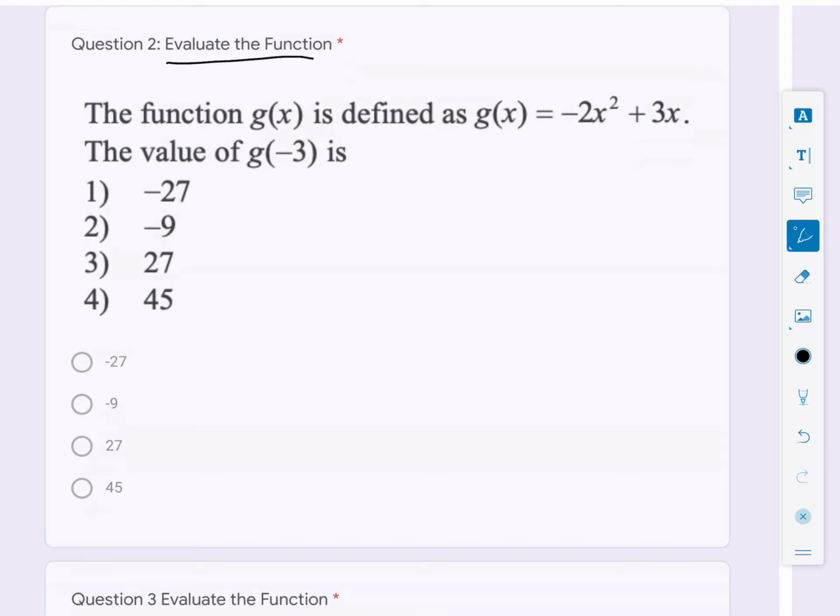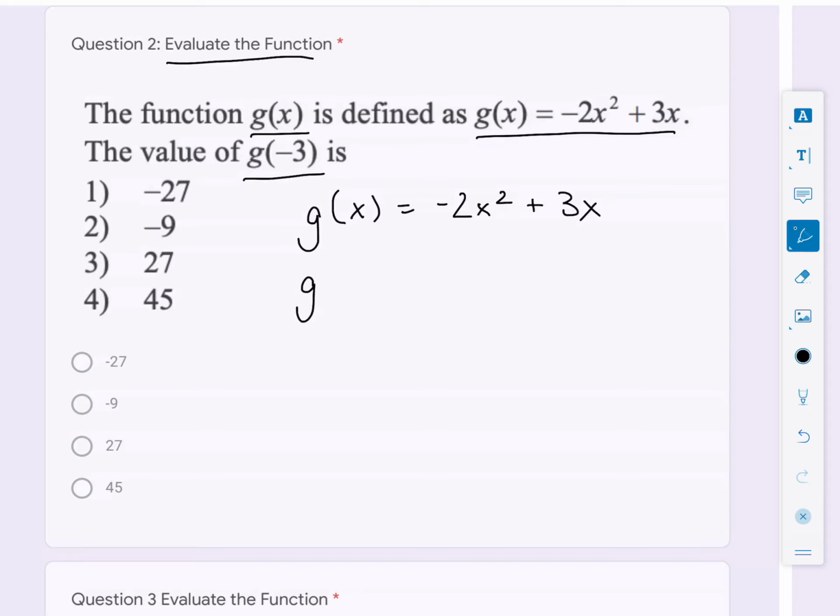So moving on to question 2, we're evaluating the function. In this case, it's called g of x this time, given by negative 2x squared plus 3x, for the value of g of negative 3, or when x is equal to negative 3. So again, I started out the same way as the other problem. I rewrite the function of x, and now I want to evaluate it for when x is equal to negative 3. I'll substitute a negative 3 in for all my x's.